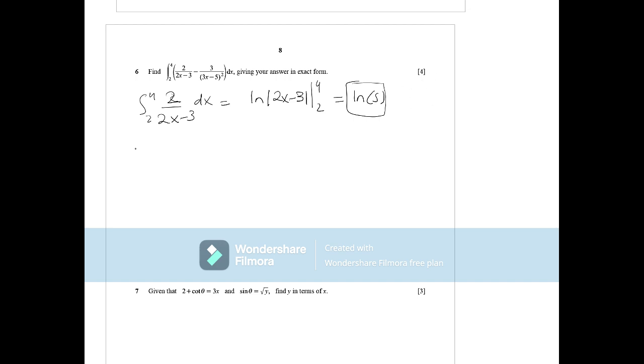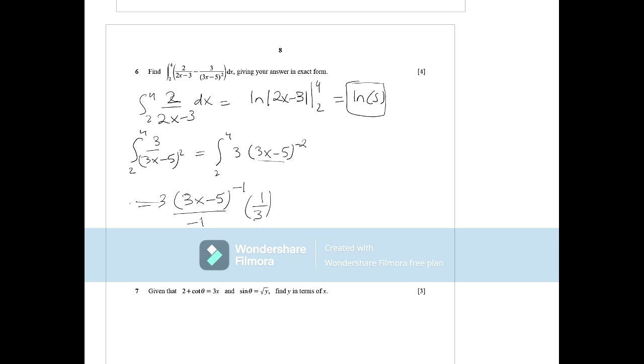Keep it for later, and then the second part, the integral of 3 over (3x - 5) squared from 2 to 4. I can rewrite this as 3(3x - 5)^-2. I have the derivative of whatever I have in the bracket outside of the bracket, so I can do the power rule of integration, which will give me (3x - 5)^-1 over -1, dividing by the derivative. So the derivative cancels out. Minus 1 we have. We need to apply the limits.